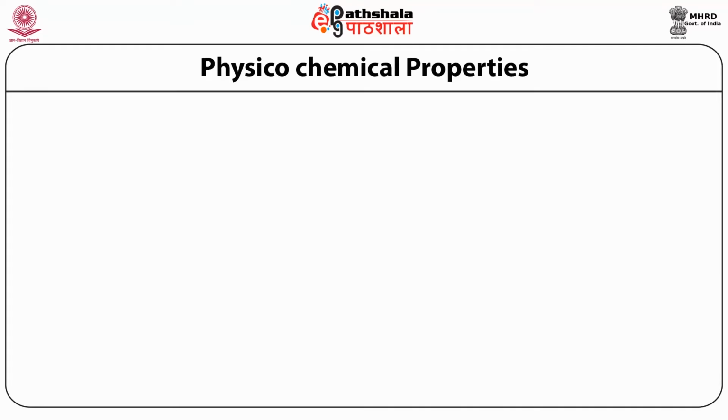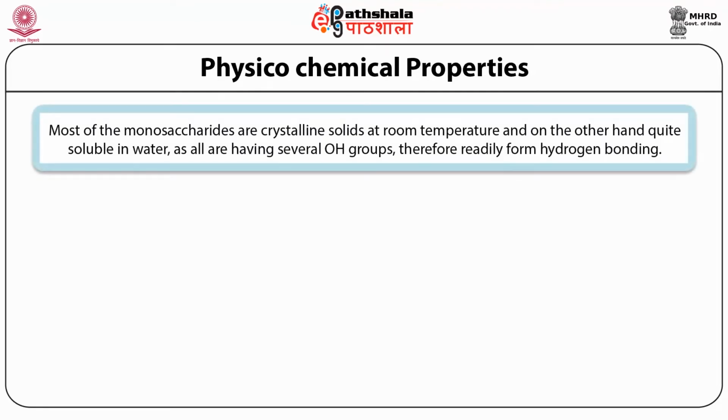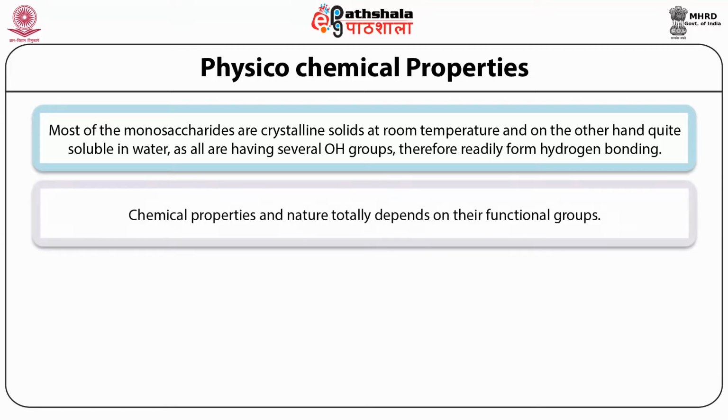Well, let's know about the physicochemical properties of monosaccharides. Most of the monosaccharides are crystalline solids at room temperature and, on the other hand, quite soluble in water, as all are having several OH groups. Therefore, they readily make hydrogen bonds with each other. That's why they are very soluble in solvent systems. And chemical properties and nature totally depend on their functional groups.